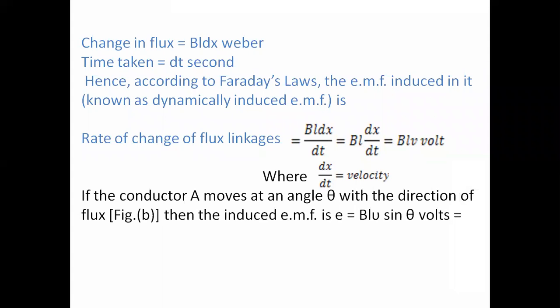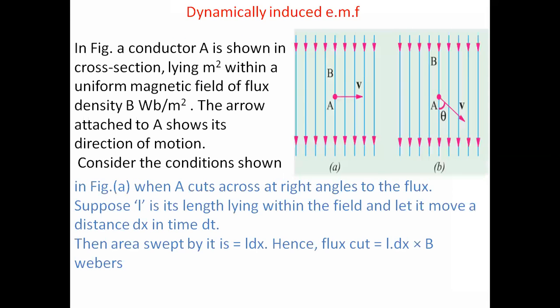If a conductor A moves at an angle of theta with the direction of flux, then the induced EMF is equal to BLV sin theta volts. Suppose in this magnetic flux the conductor is moving at an angle of theta with respect to the magnetic flux, then we also get an induced EMF, and that will be equal to BLV sin theta.